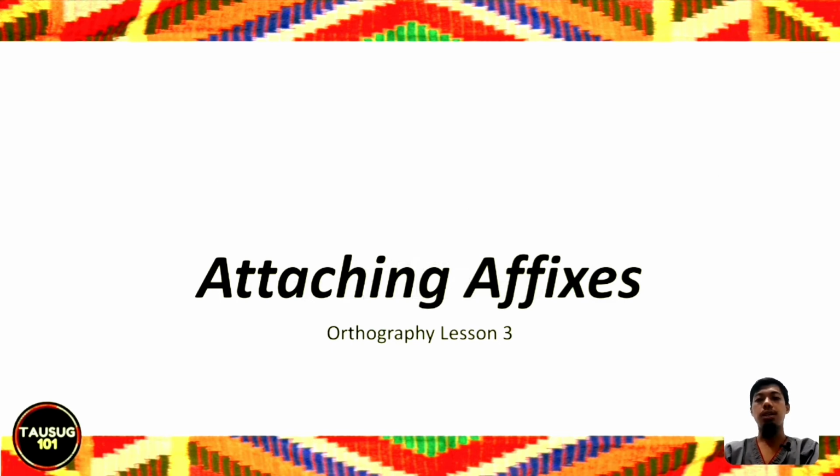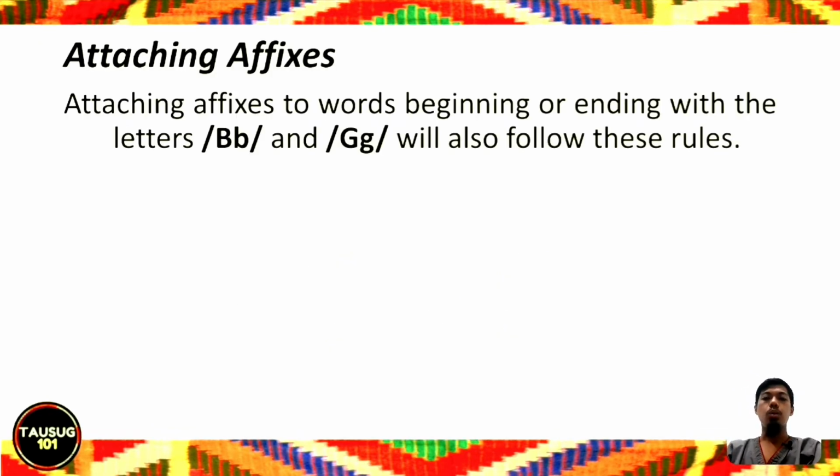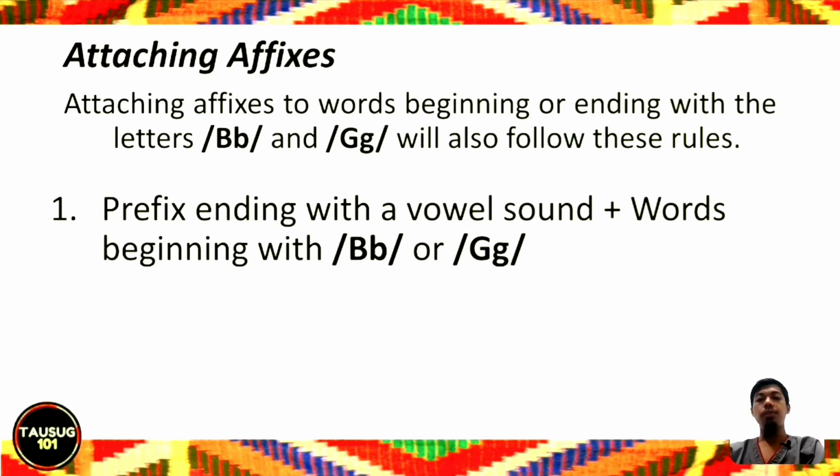So how about attaching affixes? How does it affect the sound, the letters ba and ga? Whenever attaching affixes, we still follow the previous rules. So, when the prefix ends with a vowel sound plus words beginning with letter ba or ga.